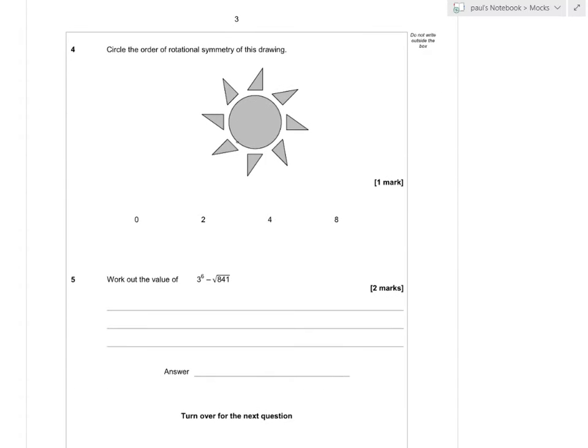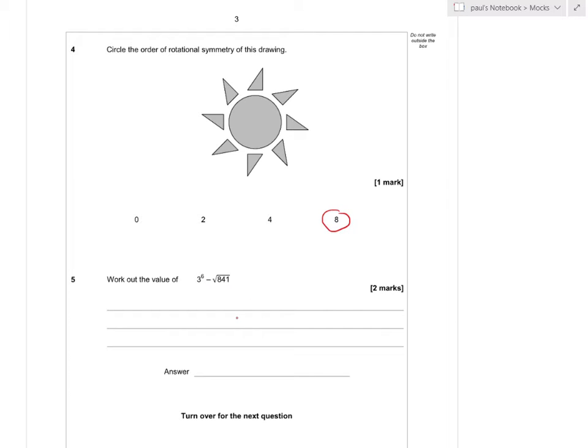Circle the order of rotational symmetry in this drawing. So we've got all these little spikes going around, so every time it turns a little bit, it will be the same. So 1, 2, 3, 4, 5, 6, 7, 8. So it's 8. Work out the value of 3 to the 6 minus the square root of 841.